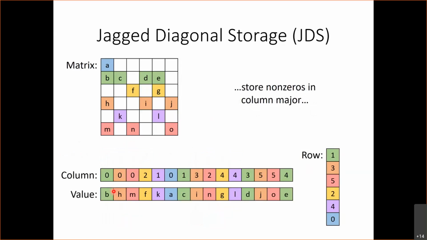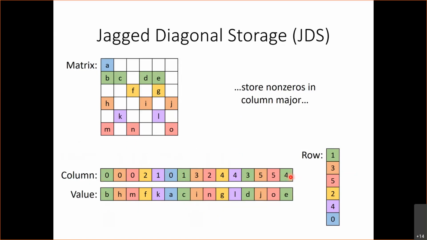I have all the first non-zeros of the first row, taking into consideration sorting, and all the second non-zeros of the second row, and all the third non-zeros. Sorry, all the third non-zero of all the rows, and then all the fourth non-zero of all the rows. This is similar to ELL, but without the padding and with the rows being sorted.